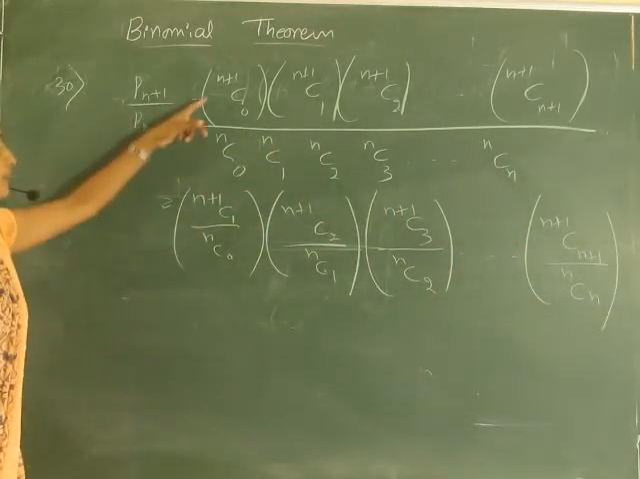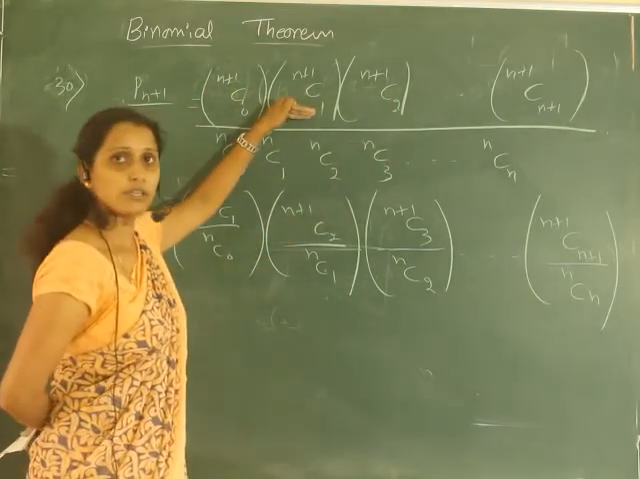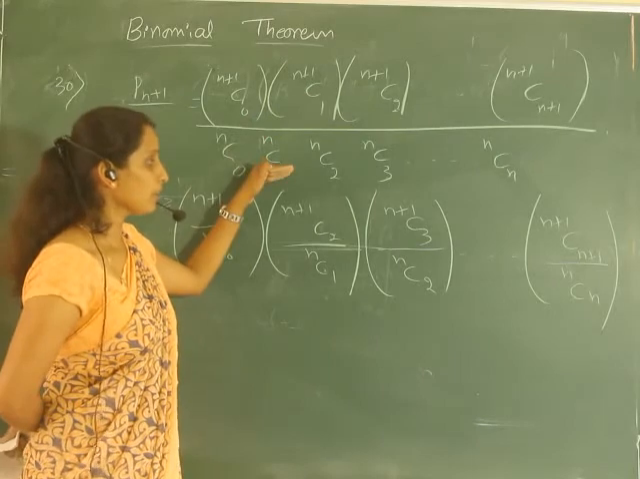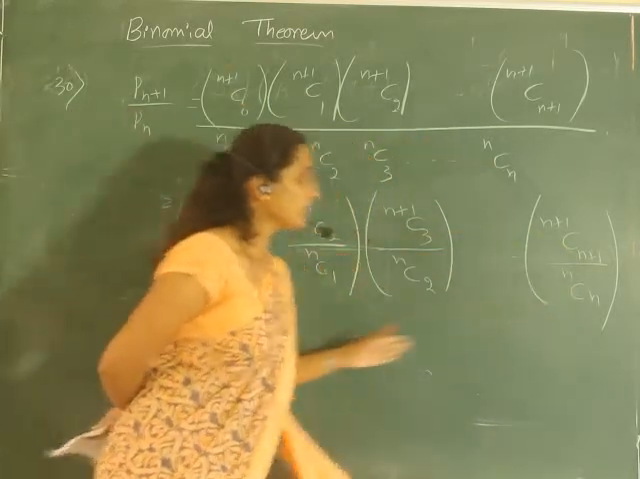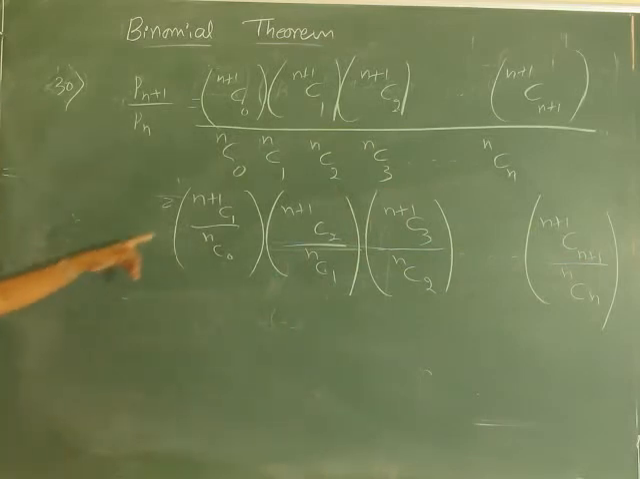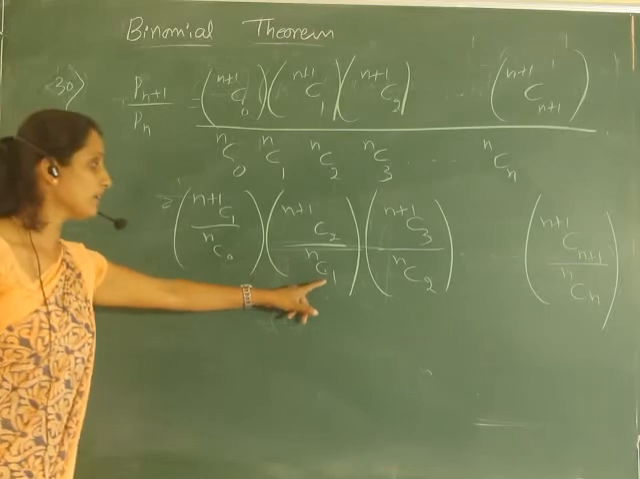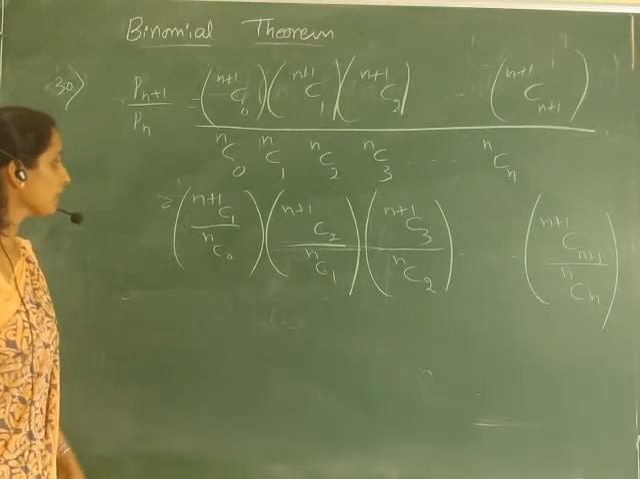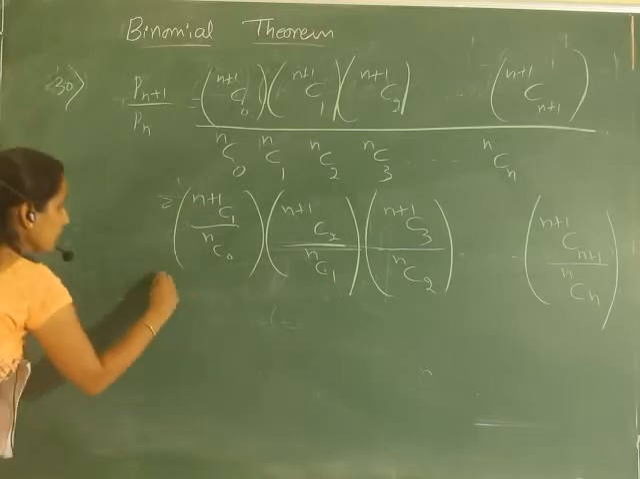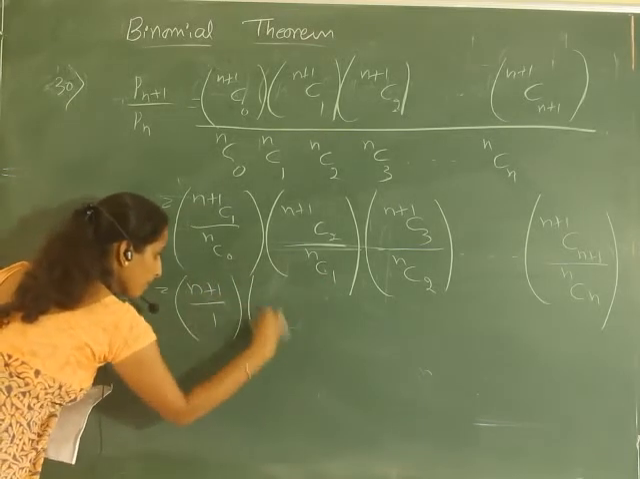Here, if the index is n plus 1, the number of terms will be n plus 2. One term we have taken as 1, and the remaining terms, when we combine them, will be n plus 1 terms. So what is the value of nc1 and nc0? nc0 is 1, so n plus 1 c1 value will be n plus 1. So n plus 1 divided by 1.